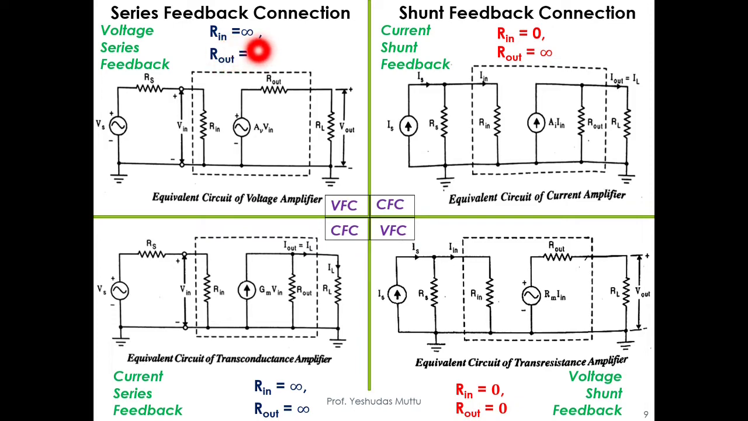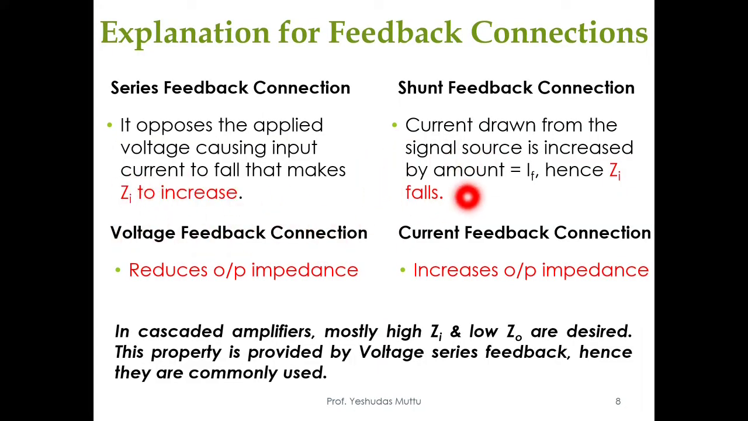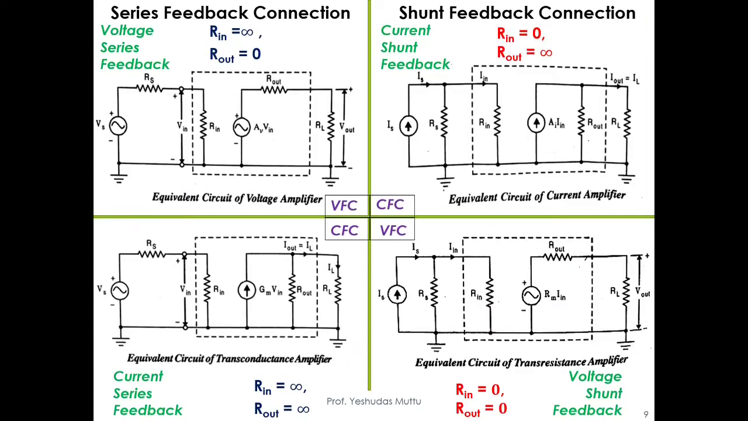Now why is Rin infinity? Again, it is because this is a series feedback connection. And similarly, you have Rout equal to 0, which is less, which clearly tells you that it's a voltage feedback connection. I hope this is clear to you all. I'm just making things clear with respect to the points jotted down over here: series feedback tries to increase the input impedance, voltage feedback tries to decrease the output impedance. Shunt feedback connection tries to decrease the input impedance, and current feedback connection tries to increase the output impedance.